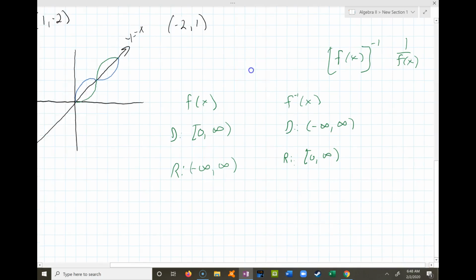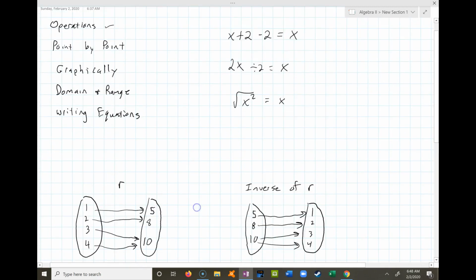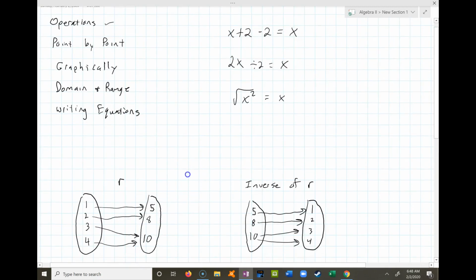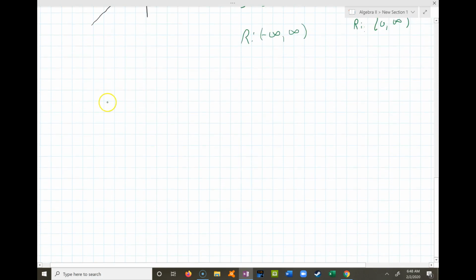So hopefully all this is making sense. Really, the biggest task when we're talking about inverse functions is if I give you the equation of a function, like for example, f of x is equal to 3x plus 5 divided by 2, let's say. So let's say that's our function, and you want to write an inverse function for that.